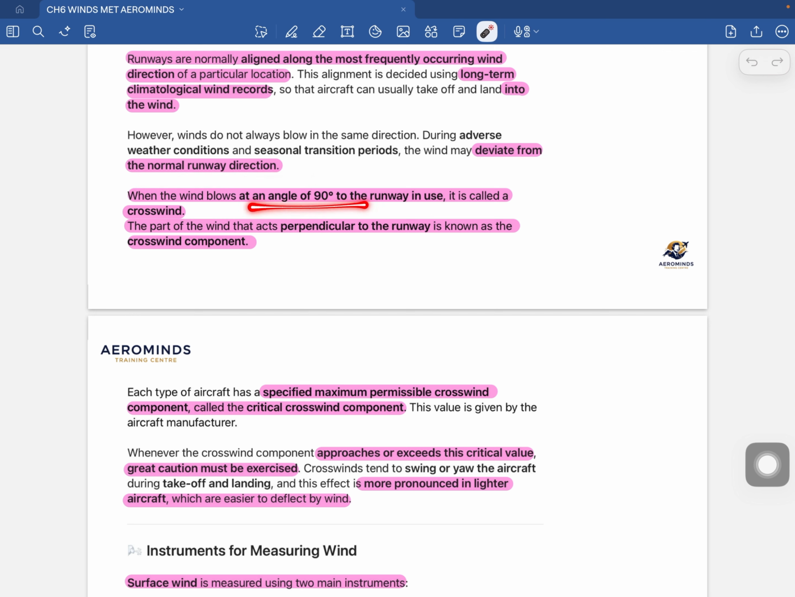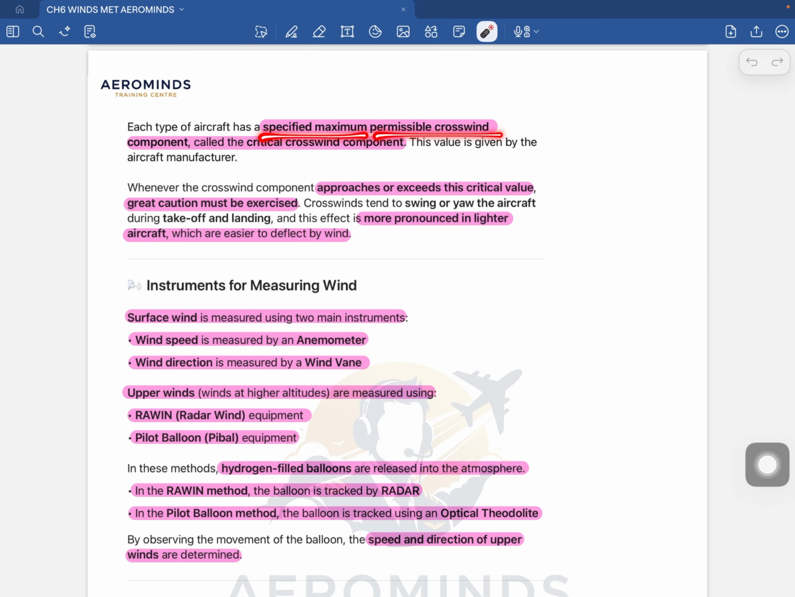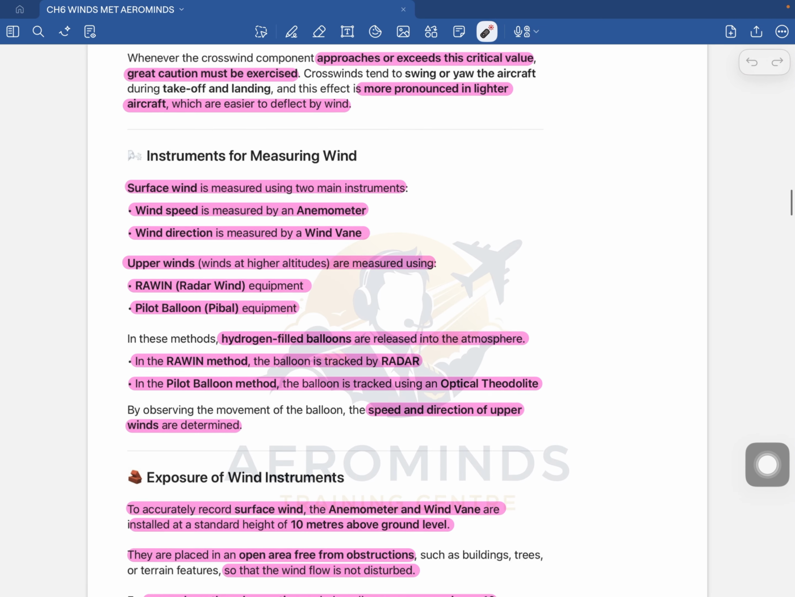When it blows 90 degrees to the runway, it is called crosswind. That part of the wind which is perpendicular to the runway is called the crosswind component. The specified maximum permissible crosswind component is given by the manufacturer. Whenever the crosswind component approaches or exceeds the critical value, great caution has to be exercised, as it can swing your aircraft, and it is more pronounced in lighter aircraft, which can be easily deflected by wind.